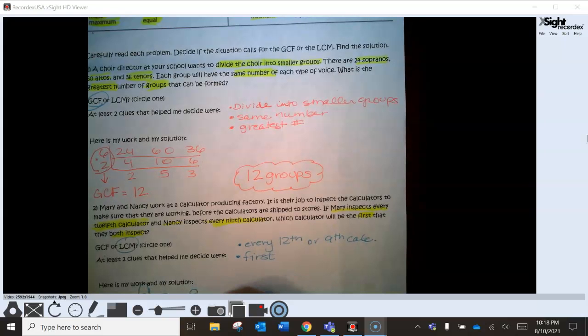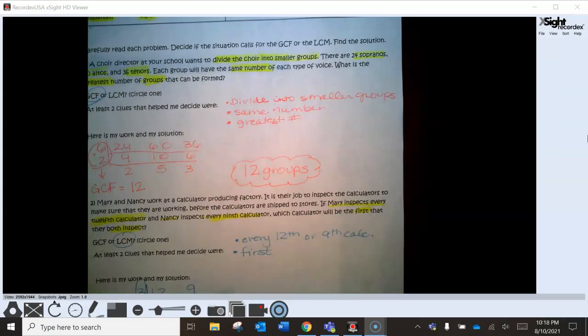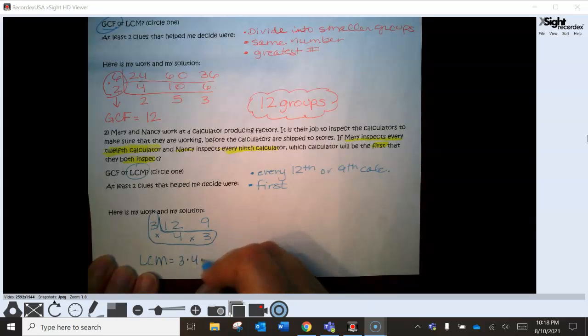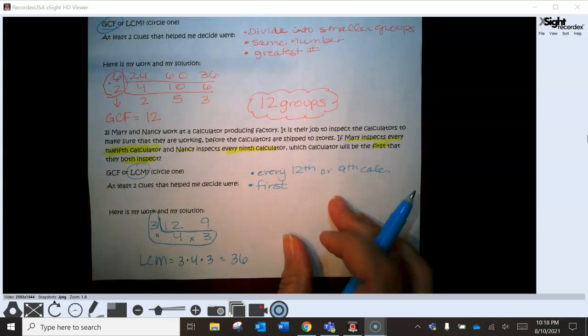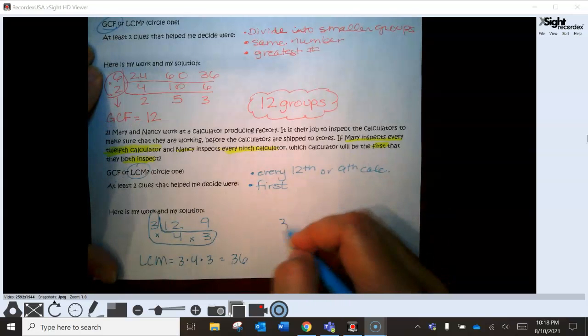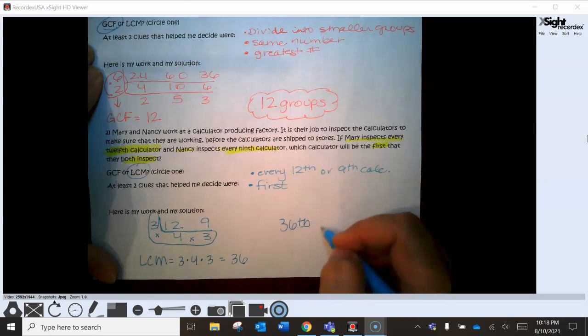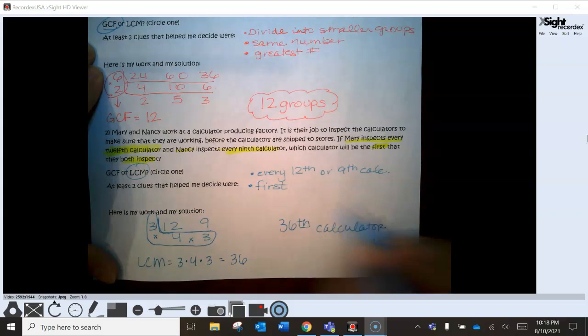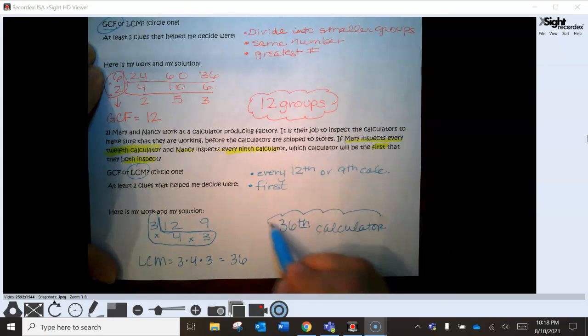So the LCM is all of them. So we make the L. And we're going to multiply those 3 numbers. Okay. So the LCM is 3 times 4 is 12. And 12 times 3 is 36. So that says to us that the 36th calculator is the one that they will both look at.